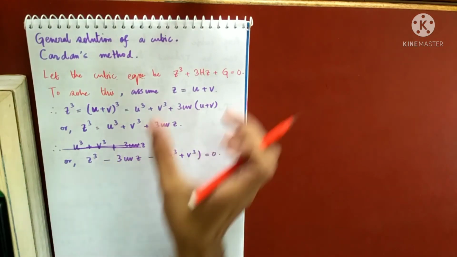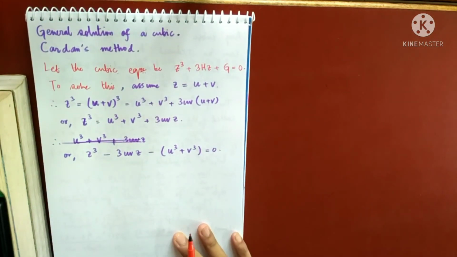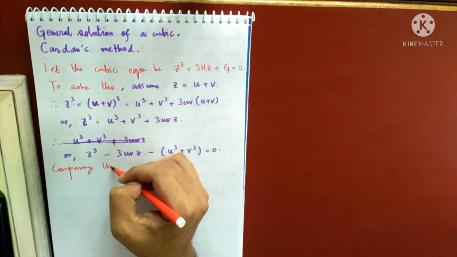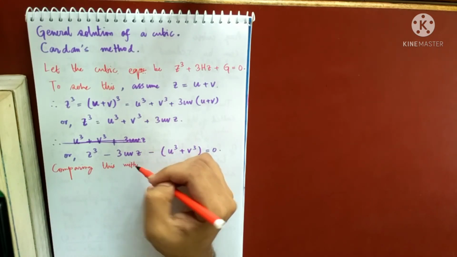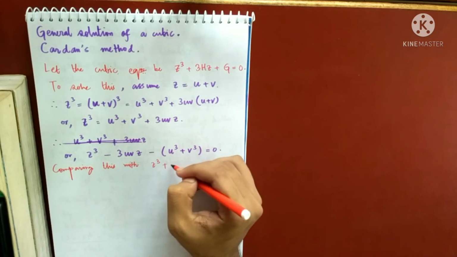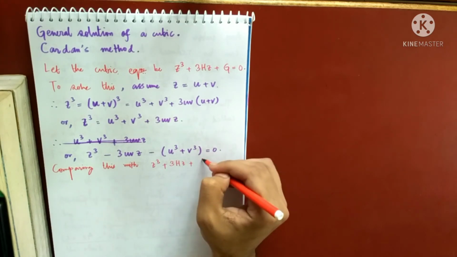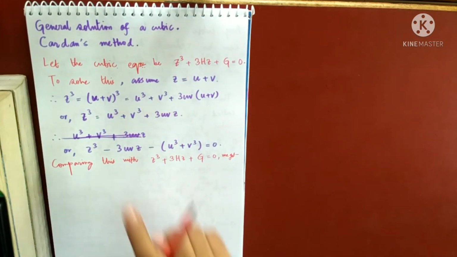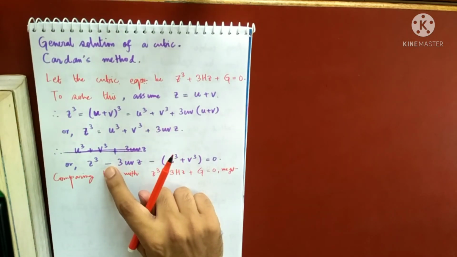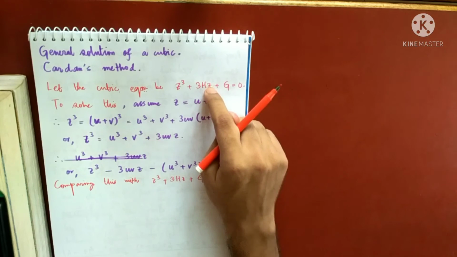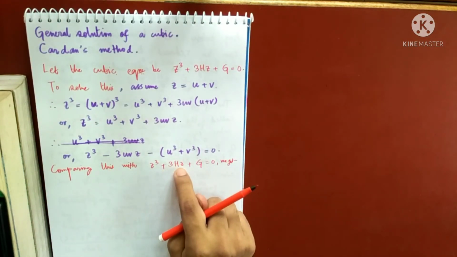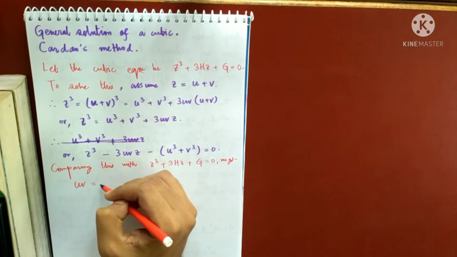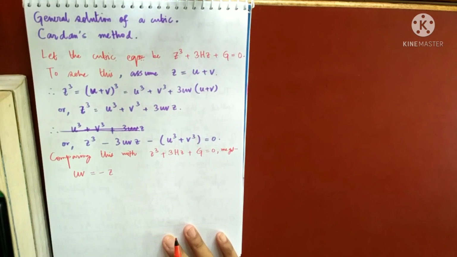So this is same as this, right? So comparing this with z cube plus 3hz plus g is equal to 0, what are we getting if I compare? I am comparing the coefficient of z with the coefficient of z. So 3 and 3 get cancelled and the minus will go that side. So I am comparing u into v is minus h, right?